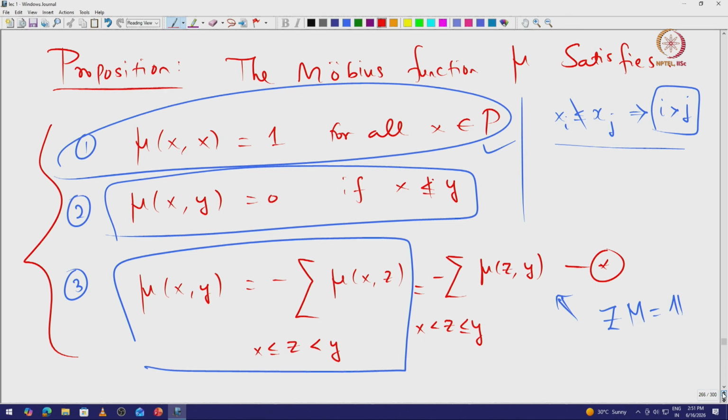Okay, so I will stop here with this. In the next class, we will see the proof of the Möbius inversion formula, and then we will see some immediate applications of that. I will stop here.